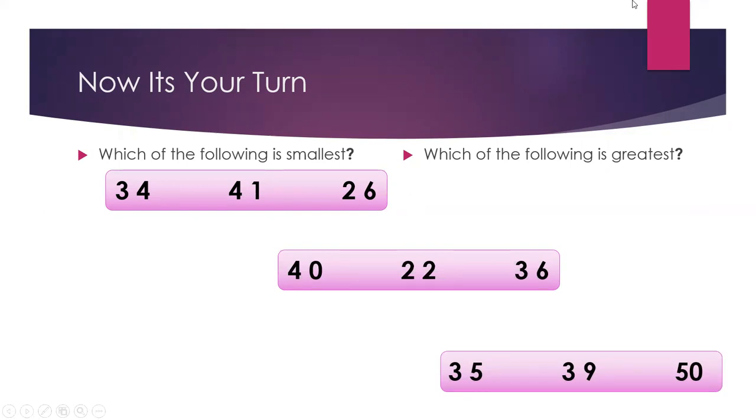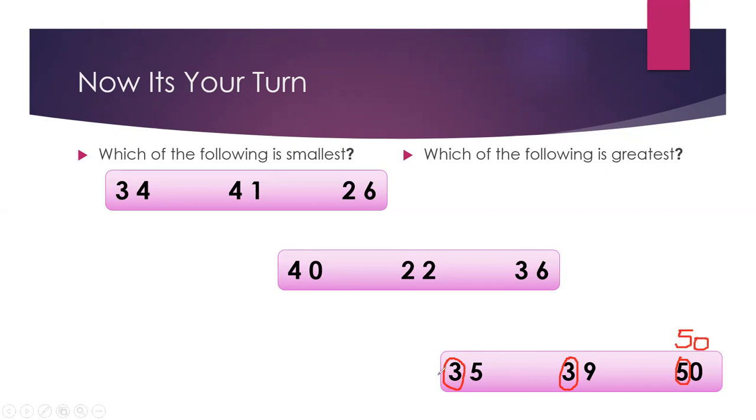So firstly, we will compare the digits at the highest place value. Here is the 3, here is the 3, and here is the 5. As you can see, the digit 5 is greater than 3. So the greatest number here is 50.